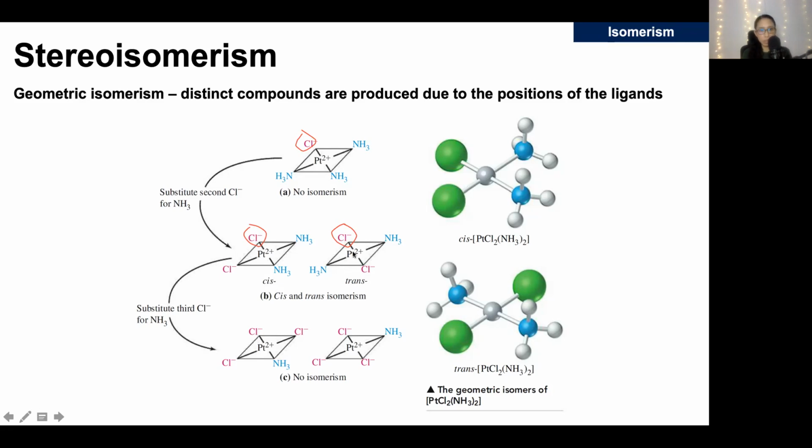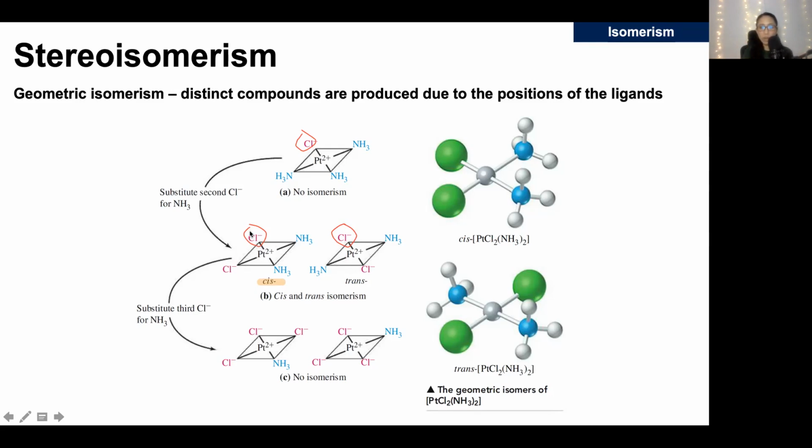So the attachments are the same. You have two chloride ligands attached, and you have two ammonia molecules attached, but the positions are different. And this difference creates two isomers. These are different compounds, so they have different properties. So to distinguish between the two, we use the prefixes cis and trans. So cis means same. That means the second chloride ion is on the same side as the first chloride ion.